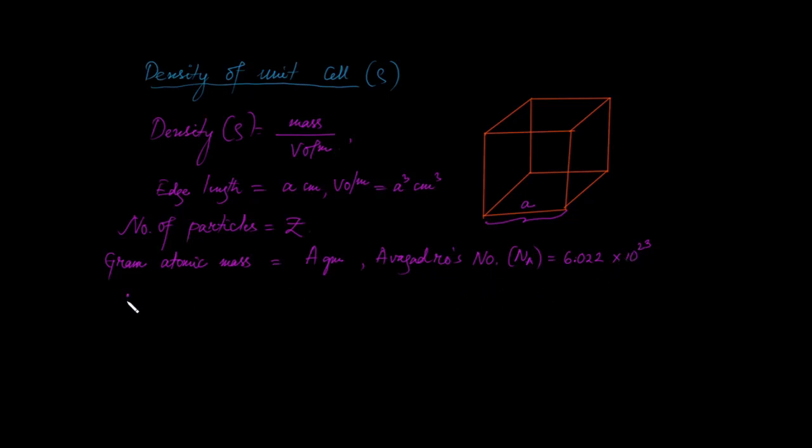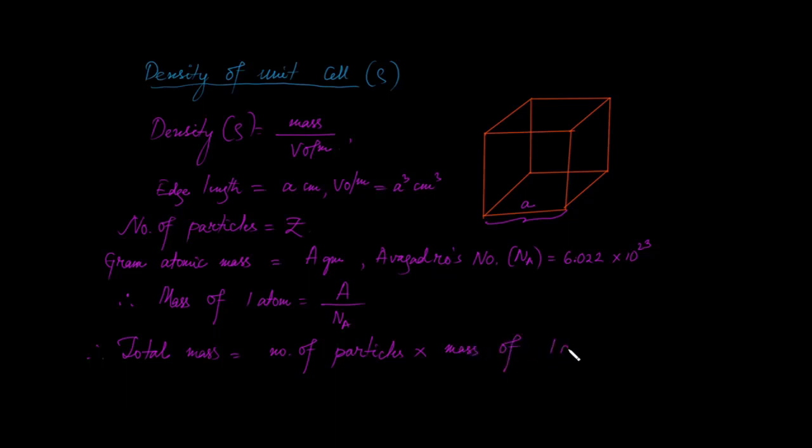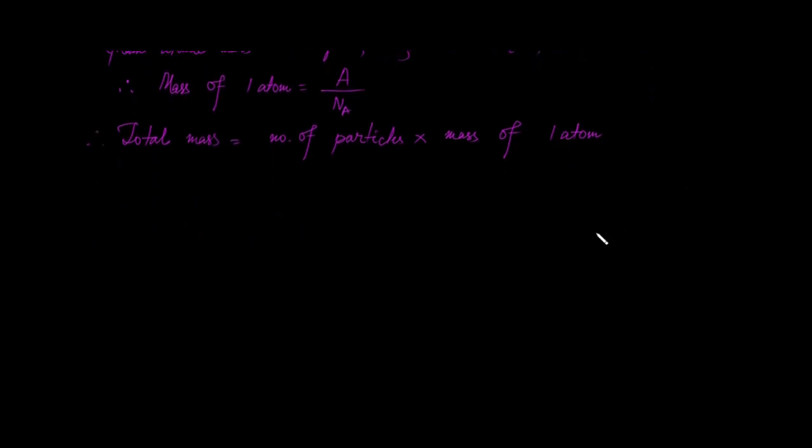So therefore the mass of one atom is the atomic mass in grams divided by Avogadro's number, A divided by N A. So the total mass is the number of particles z into the mass of one atom. So the total mass is z into A divided by N A.